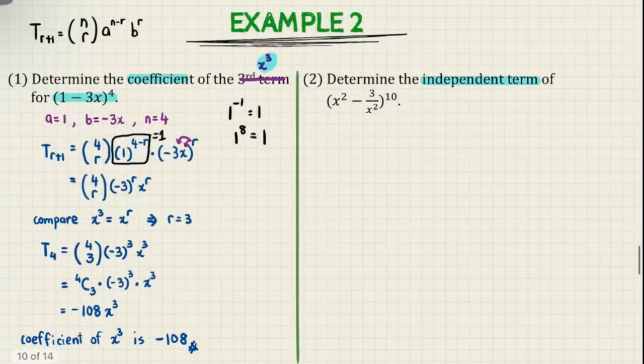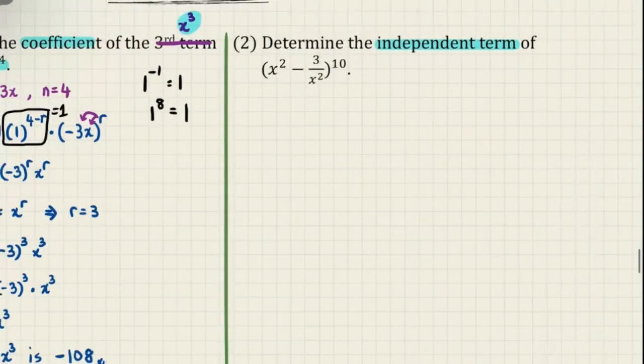Okay, independent term sebenarnya membawa maksud x to the power of 0. Independent maksudnya kita punya value tu nanti dia tak akan ada x, sebab x kuasa kosong sama dengan 1. So bila x kuasa kosong sama dengan 1, dalam expansion tu akan wujud satu term yang dia tak ada x pun. Okay. So sekarang ni kita nak tahu apakah value term tersebut yang tiada x. Okay. So masih lagi sama dengan cara tadi.